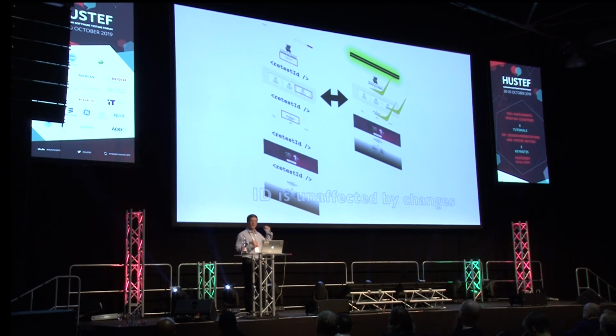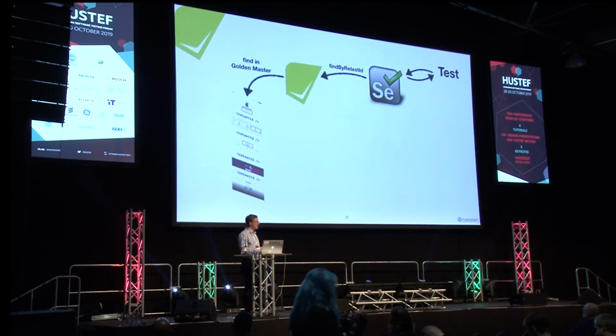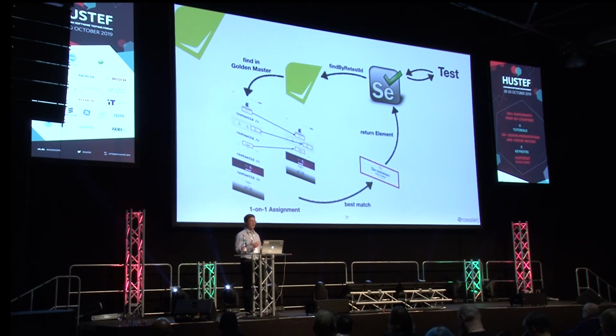It's only inside the copy. So nobody can affect that except for you, if you want to manually apply any change to it. And using that, it's the same idea. So we find the ID in the current version of the golden master. We do the one-to-one assignment to the current version of the website. We find the highest match, and we use just that.